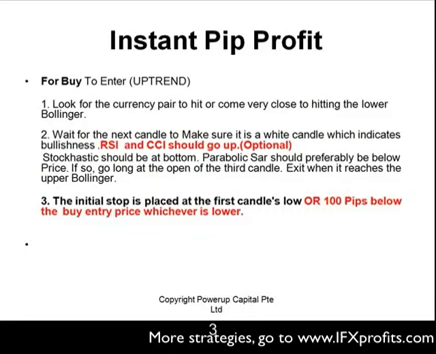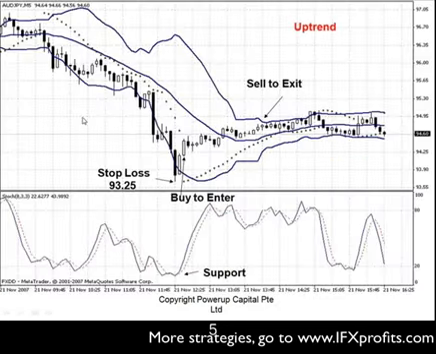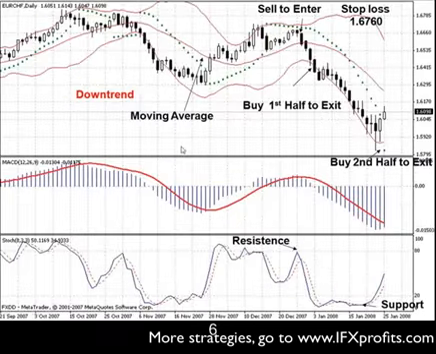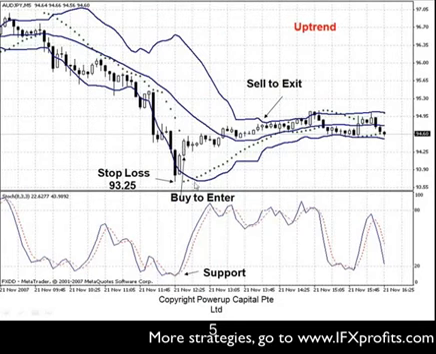Now let's look at buying to enter. Now when you buy to enter, you make sure it is an uptrend. The most important indicator in instant pip profit is the Bollinger Band. What you want to see is the currency pair to hit or come very close to hitting the lower Bollinger. So you can see over here, this line below is the lower Bollinger Band, and this line above is the upper Bollinger Band. You want to see the currency hitting the lower Bollinger Band, which is this black candle.